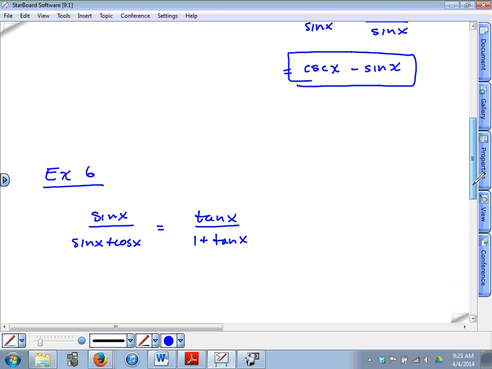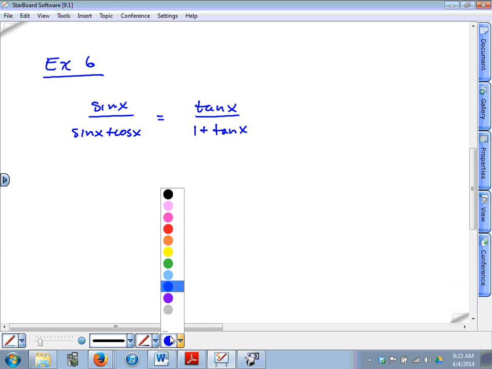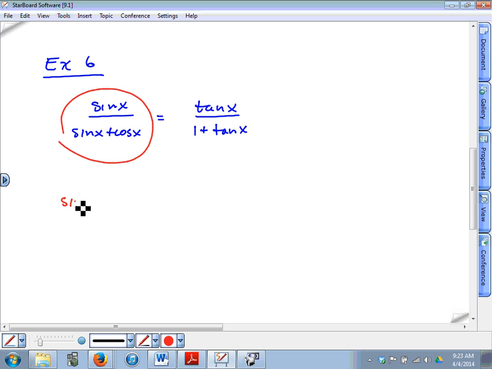Want to start with the left side? We have the left side right now. We can only separate if it's a single term in the denominator, not in the numerator. They both look about the same. If we want to start with the left, that's fine. We'll start with the left. Sine of x over sine of x plus cosine of x.